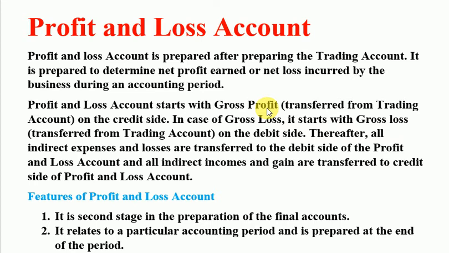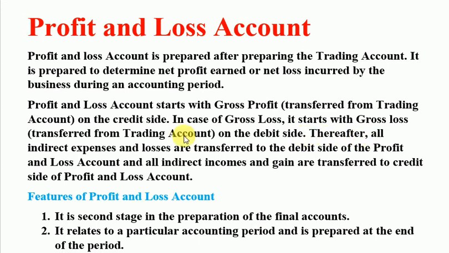That much amount of gross profit is transferred to the profit and loss account on the credit side. And in case of gross loss, that means if there is a gross loss under trading account, it starts with gross loss, that means transferred from trading account on the debit side. So in your statement of profit and loss account, if there is gross profit, it will be transferred to the credit side of profit and loss account. But if there is gross loss under trading account, that will be transferred to the debit side of profit and loss account.